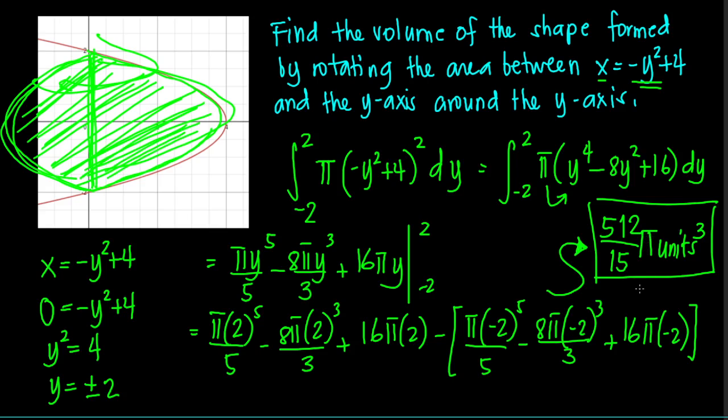Pi, by the way, is not a variable. If you want, the actual value is 512 over 15 times 3.1416. But so that you can see pi, I left it as is. Okay? So, yeah. Step 1 is just look for the intersection. Step 2, put everything in the form given from the beginning. And that is our disk method.